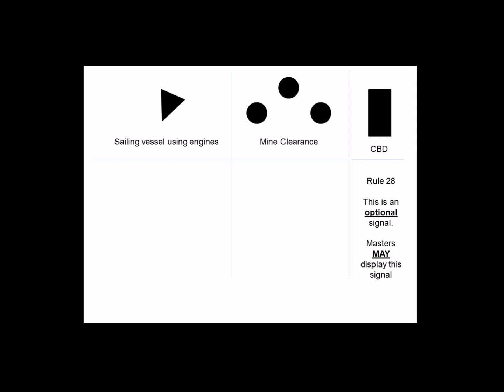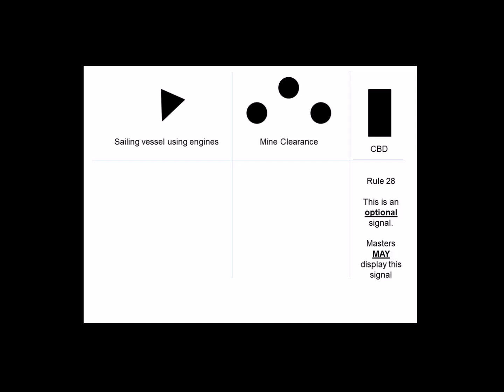We don't commonly see that, but it's quite a distinctive signal, having those 3 black balls, one at the top of the mast and the other 2 on the port or starboard yard arms, indicating that the vessel is engaged in a mine clearance operation.